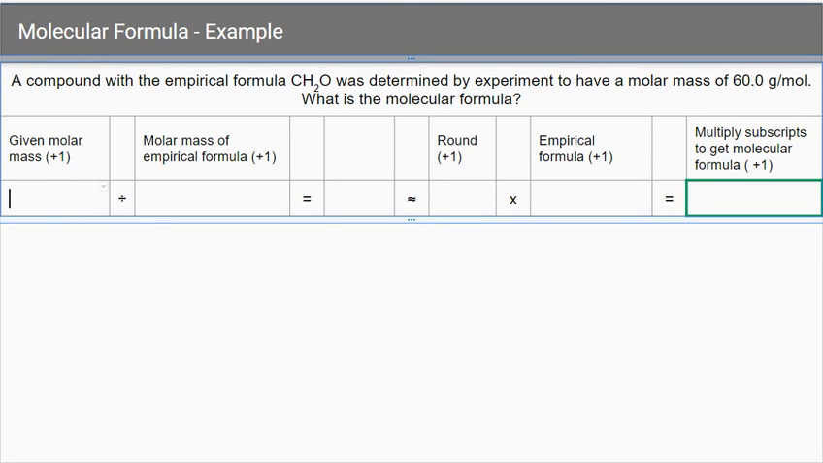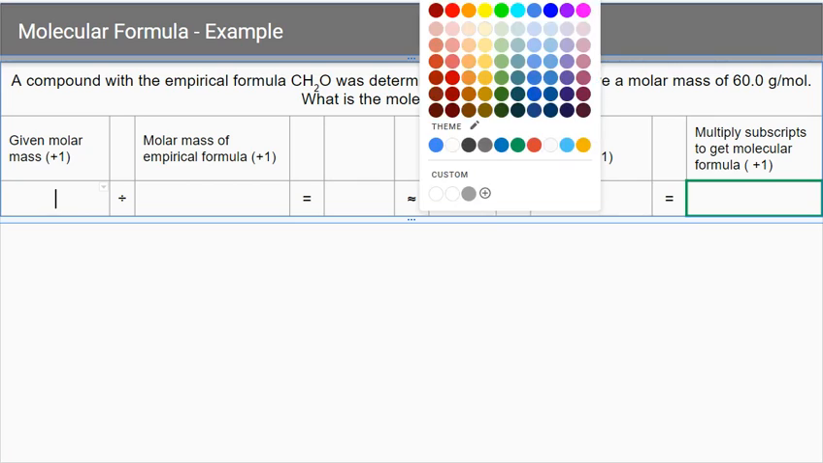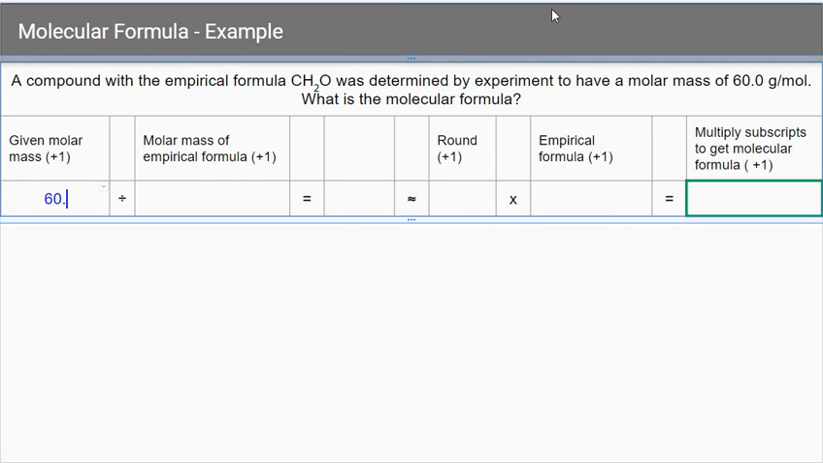So let's write that in here first. So we're going to write in 60.0 grams per mole. That's what was discovered. Next, we're going to write in the molecular mass from our empirical formula. So it's not the molecular mass of our compound. It's the molecular mass of the empirical formula. By now, you should be really comfortable with calculating molar mass, but I'm going to walk you through it here just briefly.